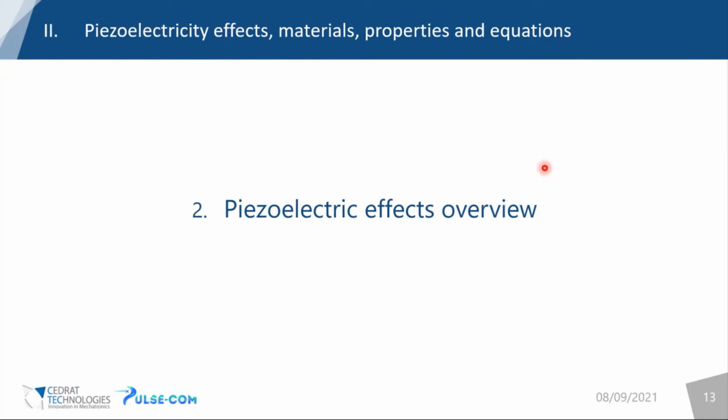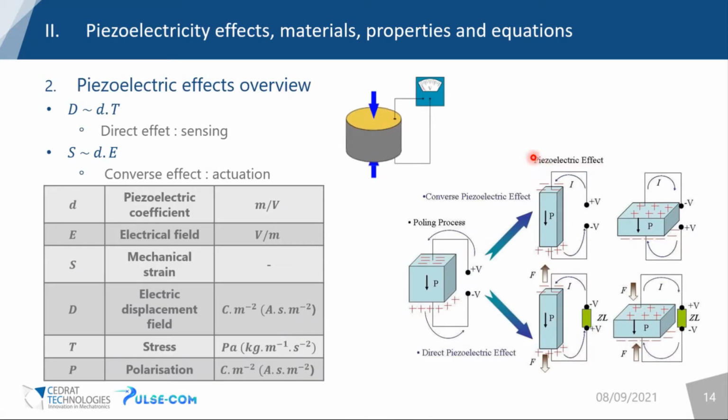So, piezoelectric effects. Piezoelectric effects relate to the conversion of electrical energy into mechanical energy, and reversely, we also have the conversion of mechanical energy to electrical energy. We have the direct effect, which is used for sensing applications. It's when you apply mechanical force, like you can see in the little picture here, you will have voltage. And on the opposite, the converse effect: if you apply voltage, you will have a deformation of the material.